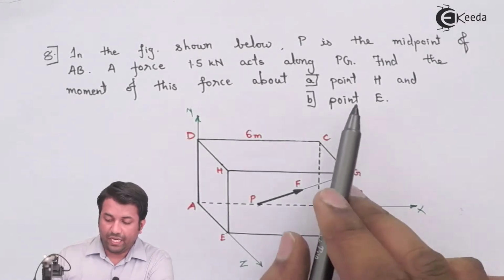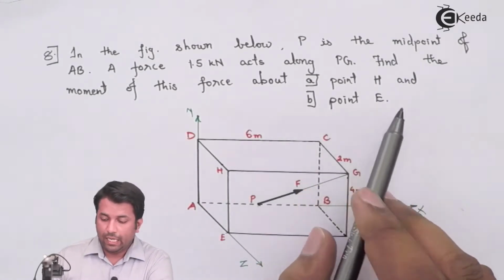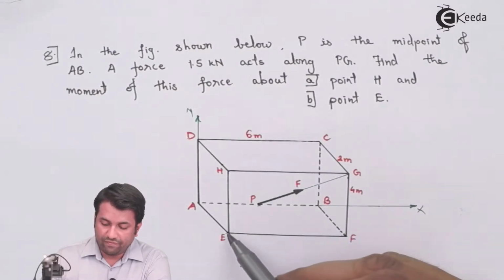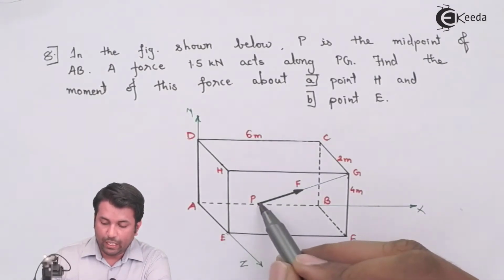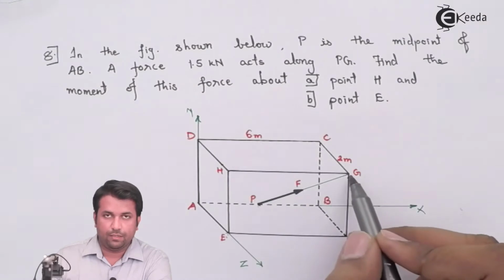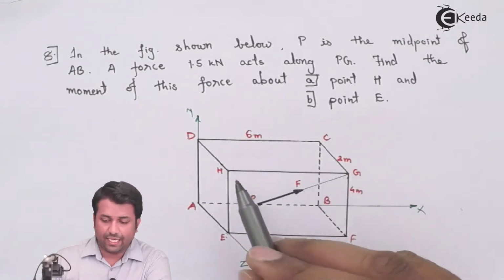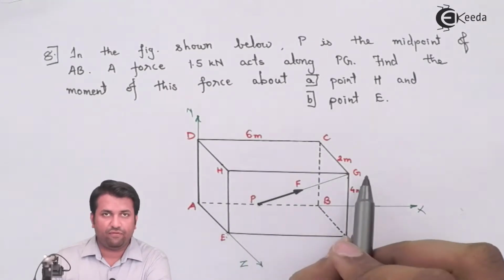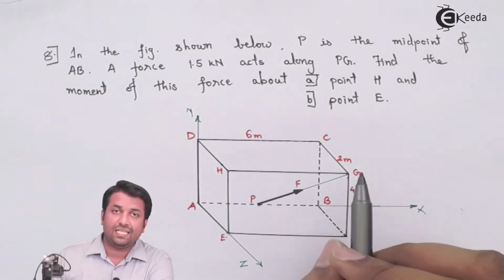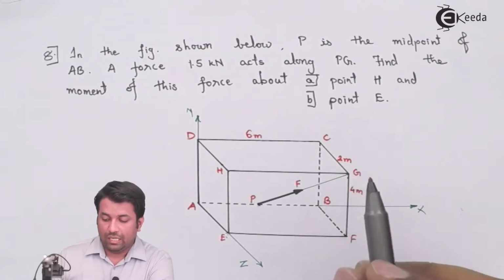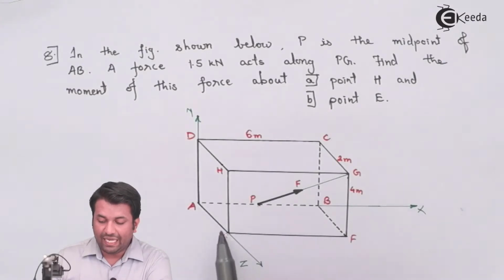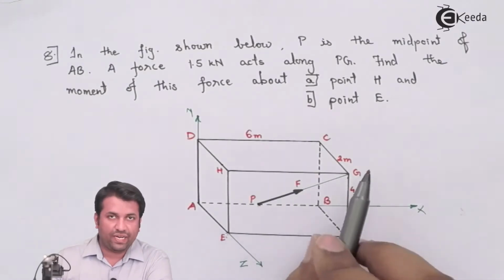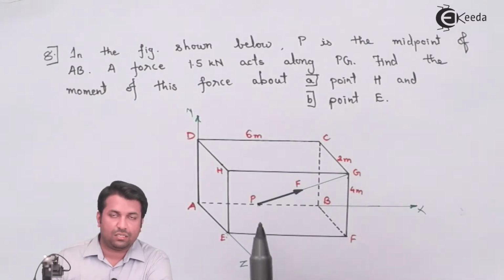Once I get the position vector, I need to take the cross product. Similarly, when I'm taking moment about point E, I should be knowing the position vector PE or EG. You can take anything, HP or HG for position vector, you will get the same answer. Similarly, for PE and EG, you can take any position vector, you will get the same answer.